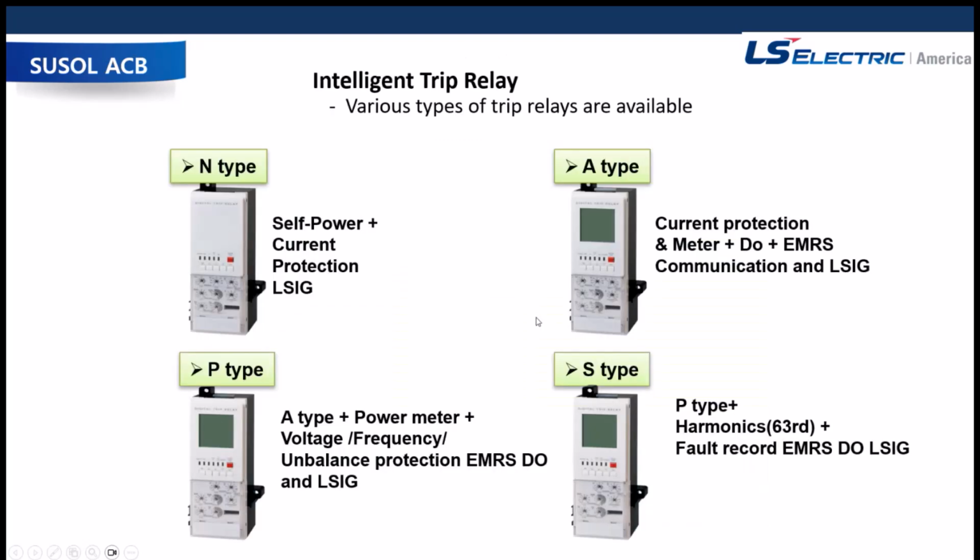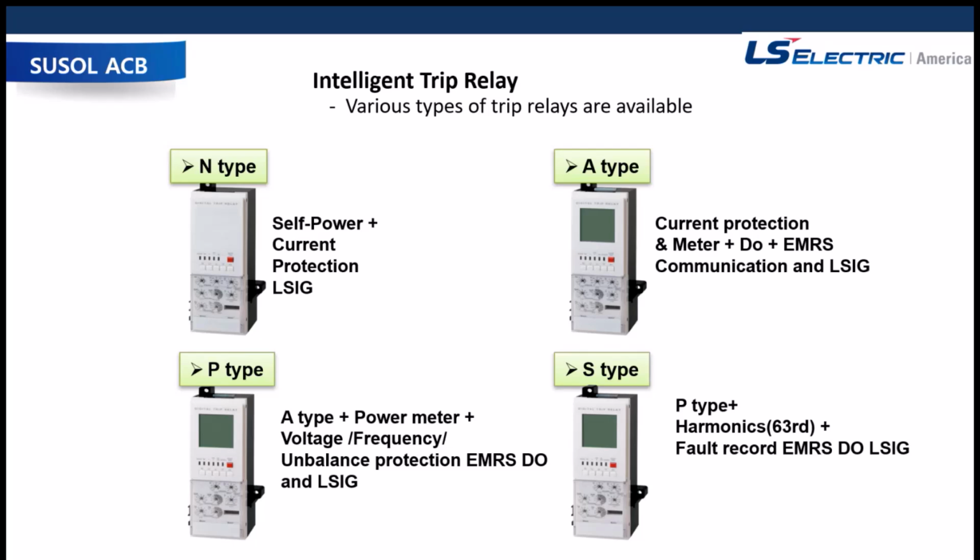As far as the OCRs, intelligent trip relay, various types of trip relays are available. We have the normal type, the N type, which is self-powered and does current protection. It does have built-in LSIG. Then we move on to the A type or the ammeter type. It does current protection and metering. It has some digital outputs, and it has ERMS, like we spoke of earlier. And then, used quite often, is the communication through Modbus RTU. And of course, all of our OCRs have LSIG.